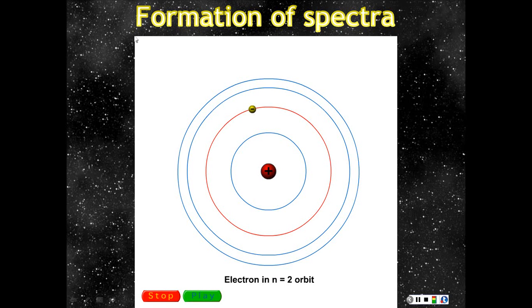As it goes around, we've got, play again, here we go. It goes around, we've got photons coming along, they're not the right wavelengths, and eventually one comes along, it's the right wavelength, and it jumps up. Notice that it came from here.